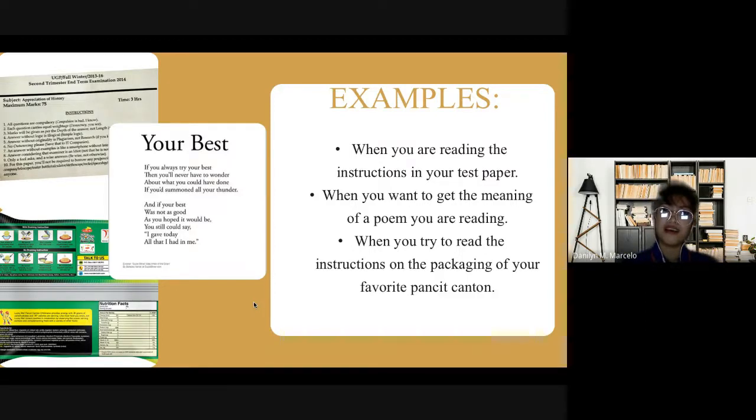So here we are cooking, and to get the results that we desired, we must follow the instructions correctly for us to be able to enjoy our favorite pancit canton. So that is intensive reading. We are understanding the literal meaning of the text or the material. Do you have any concerns or questions about intensive reading?